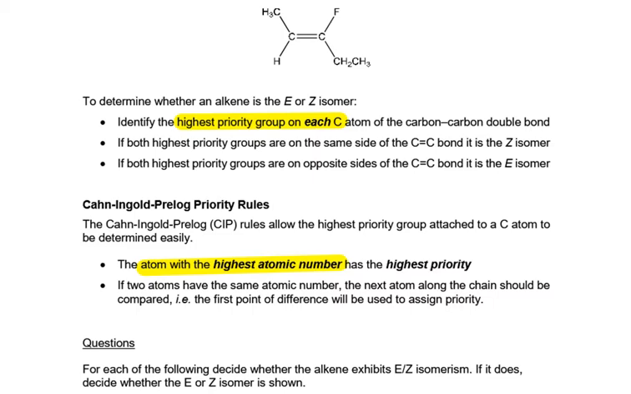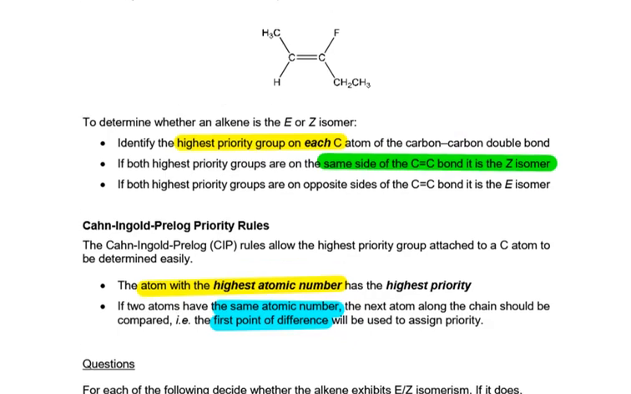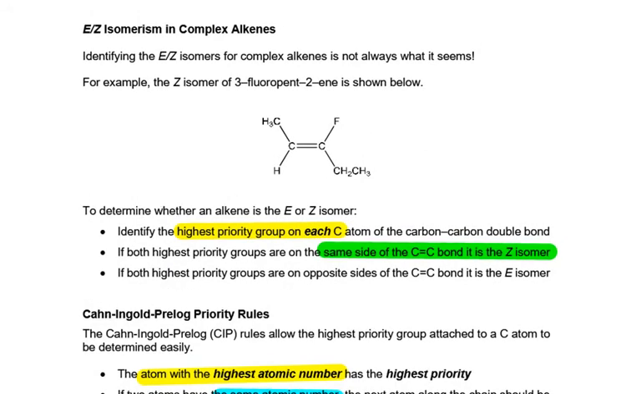Now, if you have two atoms with the same atomic number, then you're going to keep moving down the chain until you find the first point of difference. If those two highest priority groups are on the same side, it is the Z isomer. And if they're on opposite sides, it is the E isomer. So let's have a look at our structure at the top. It tells us it's the Z, but let's see if we can understand why.